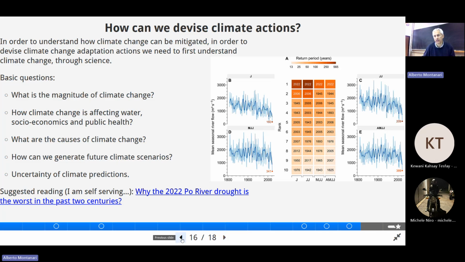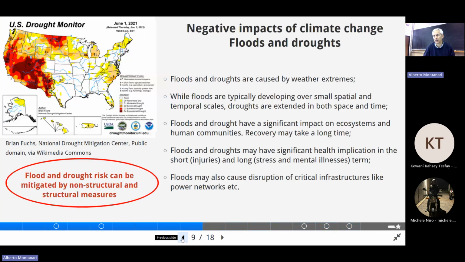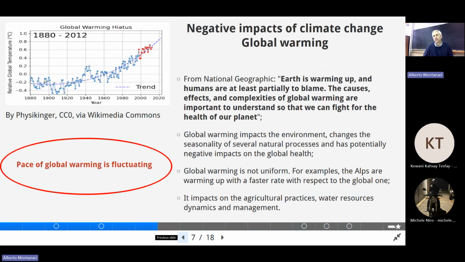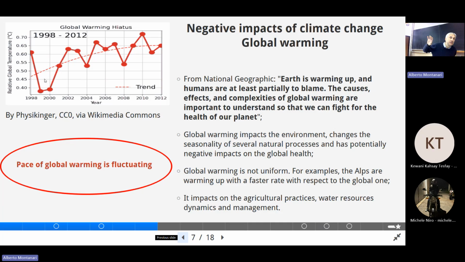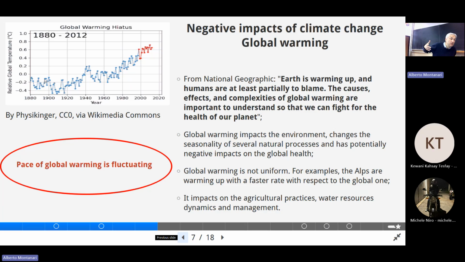And let me go back then to our slide. And we were here. Global warming. So, global warming indeed has impacts, and let's keep into account that it's not uniform. For instance, in mountain areas, global warming is higher than in the lowlands, and we don't understand the reason. We could make some guesses, but it's still not clear.